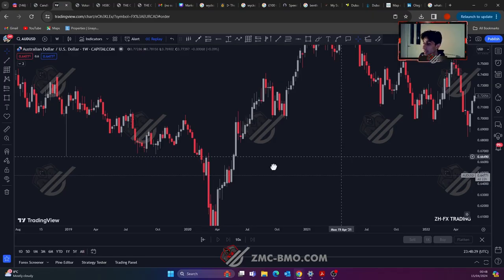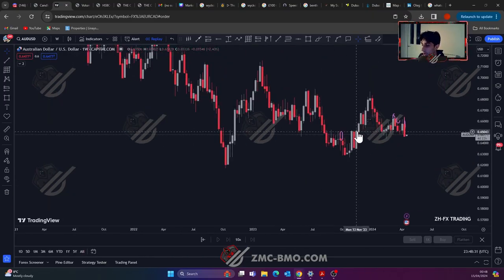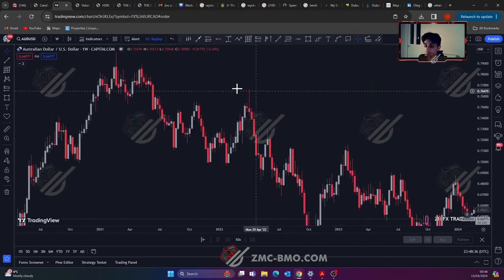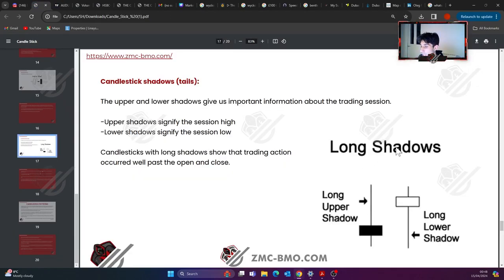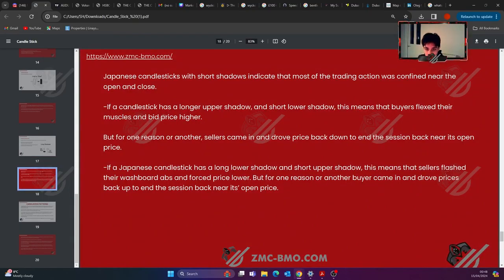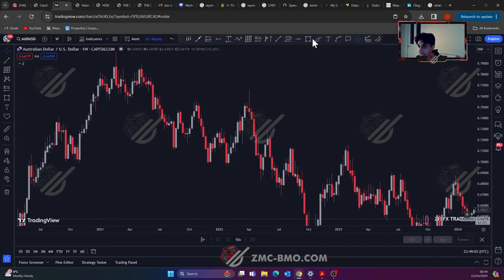And you can use this, for instance, if we talk about this week here, this long hammer candle. Now, do we have it in our chart? Not this. Let's go here. Long shadows and long lower shadows, we do talk about it. If a candlestick has a long upper shadow and a short lower shadow, this means buyers flexed their muscles. But for one reason or another, sellers came in and drove price back down to the end of the session. One reason or another, that mainly being technical, right? And what areas we are on in the market.